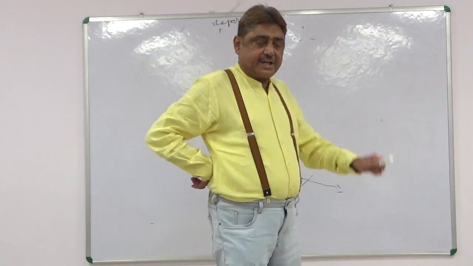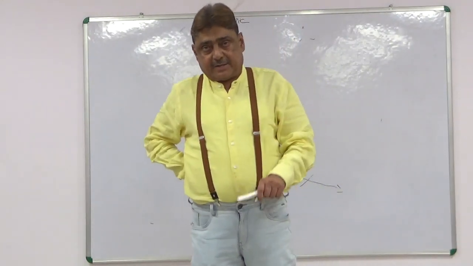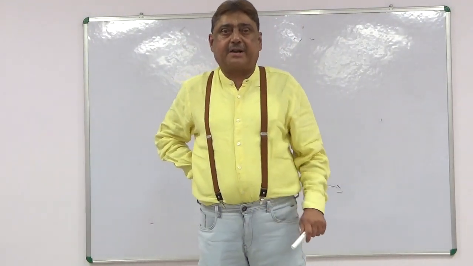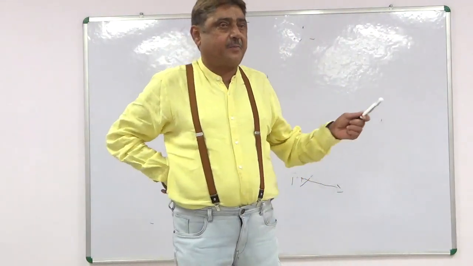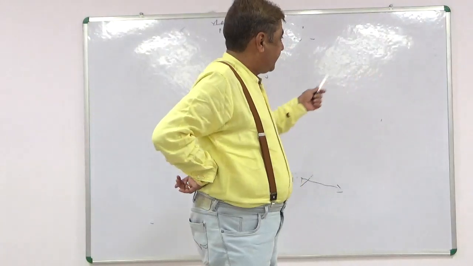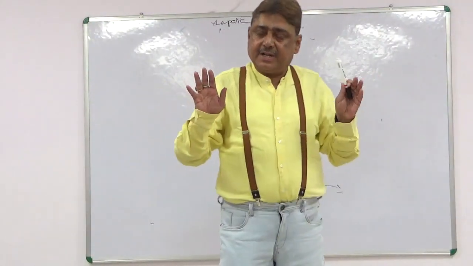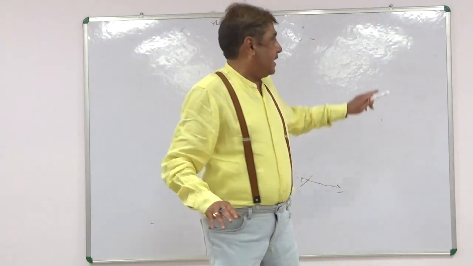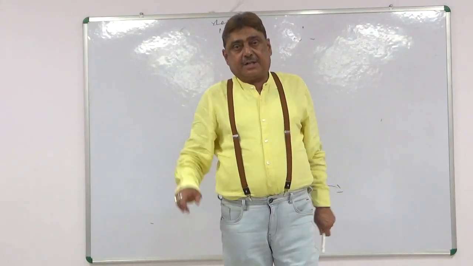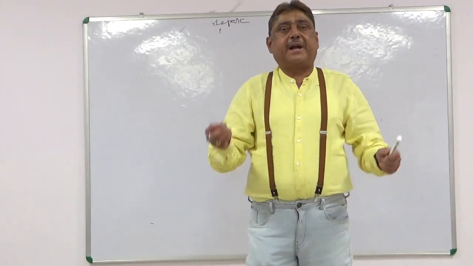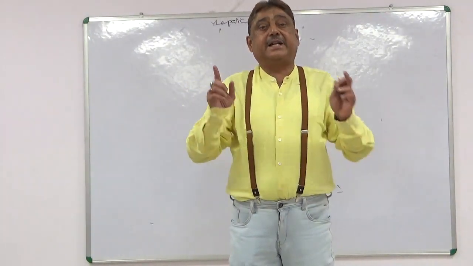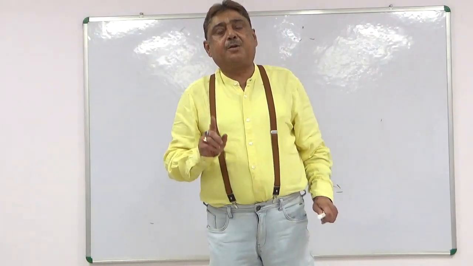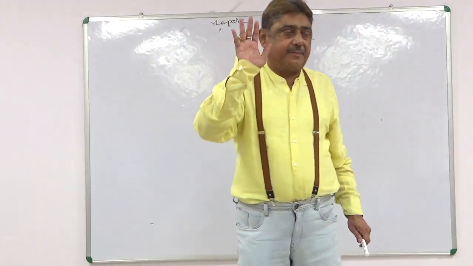The greater curvature is supplied by the right gastroepiploic artery and the left gastroepiploic artery. The right gastroepiploic artery is a branch of the pancreatoduodenal artery, and the left gastroepiploic artery is a branch of the splenic artery. It remains the fundus of the stomach. The fundus is supplied by the short gastric artery, which is a branch of the splenic artery, also called vasa brevia. This is the anatomy.